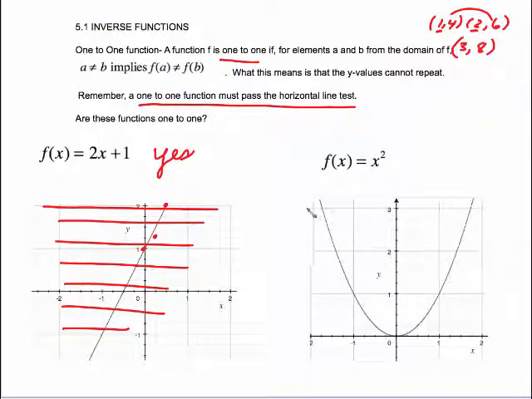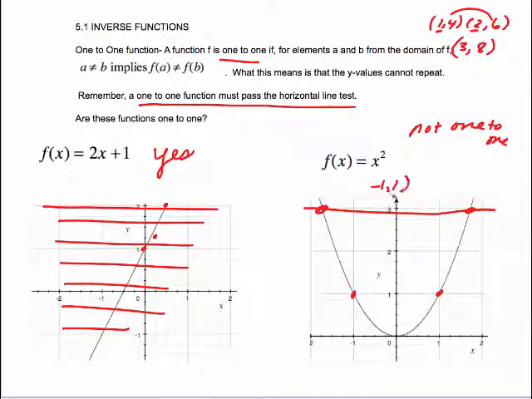Let's draw some horizontal lines here, like right there. That horizontal line is intersecting our graph twice. That says this is not one-to-one. And how does that apply back to the definition? It's this. Take a look at this ordered pair, this will be easier to see. This ordered pair is (-1, 1). This one over here is (1, 1). Here we have a not equal to b, but f of a does equal f of b, and that's what makes this not one-to-one.